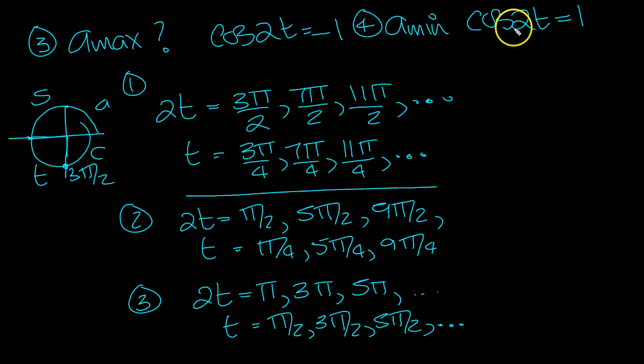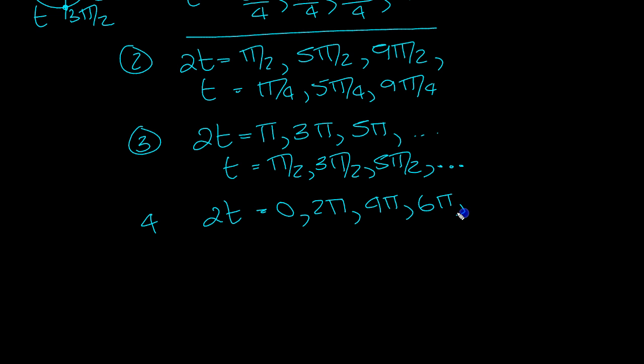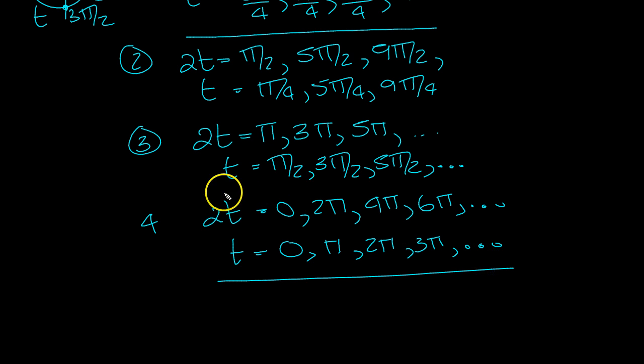And number 4, cos 2t equals 1. Well, that would be here, wouldn't it? Which is at 0, and then 2 pi, and then 4 pi, and then 6 pi. So t will equal 0, pi, 2 pi, 3 pi, and so on. And those are the times when it's max and min.